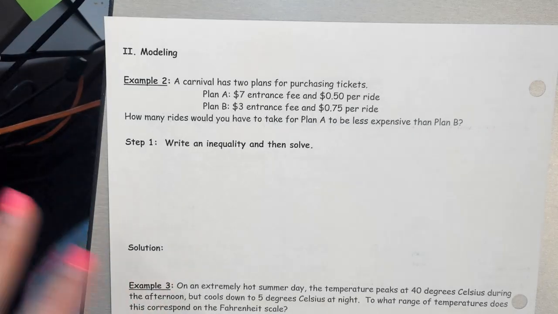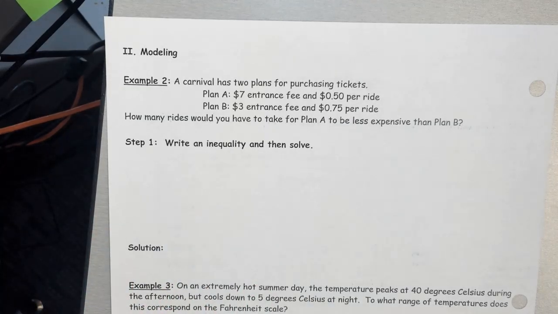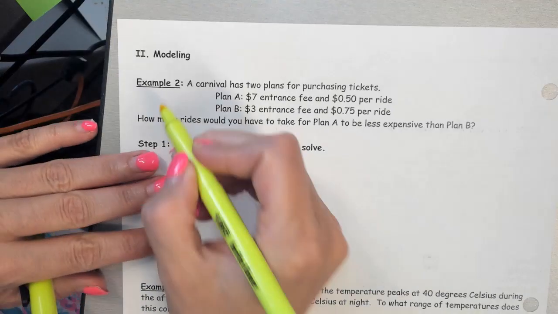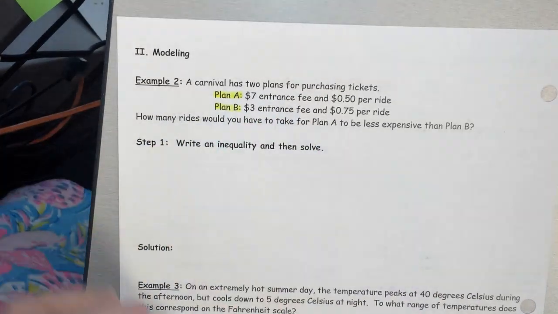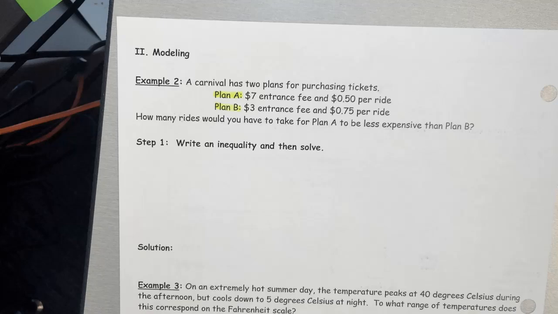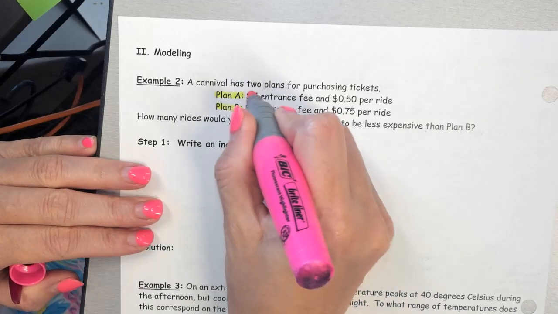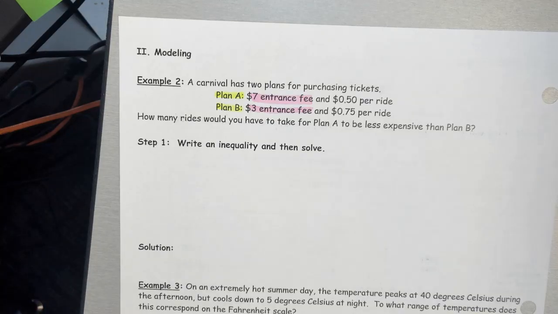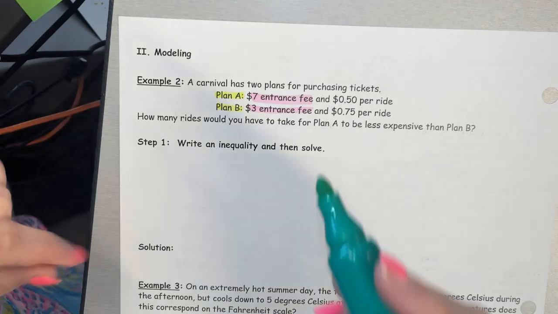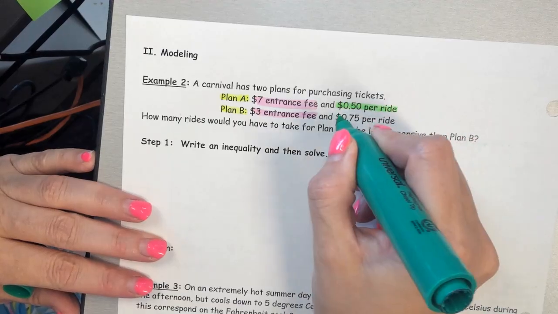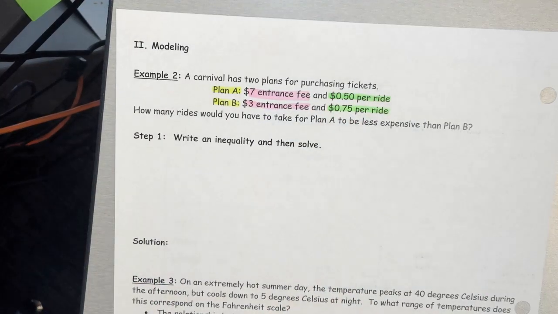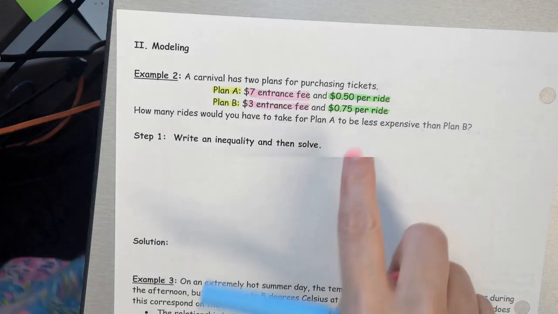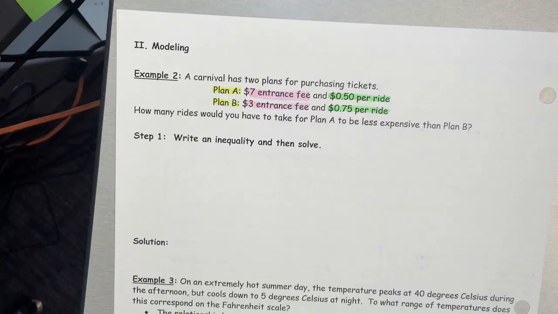Okay, so a Carnival has 2 ticket plans, Plan A and Plan B. They both have an entrance fee. One of them it's $7 to get in, the other one it's $3 to get in. And then you have 50 cents per ride or 75 cents per ride. And it looks like we did a nice job when I was walking around and checking your expression for purchasing those.